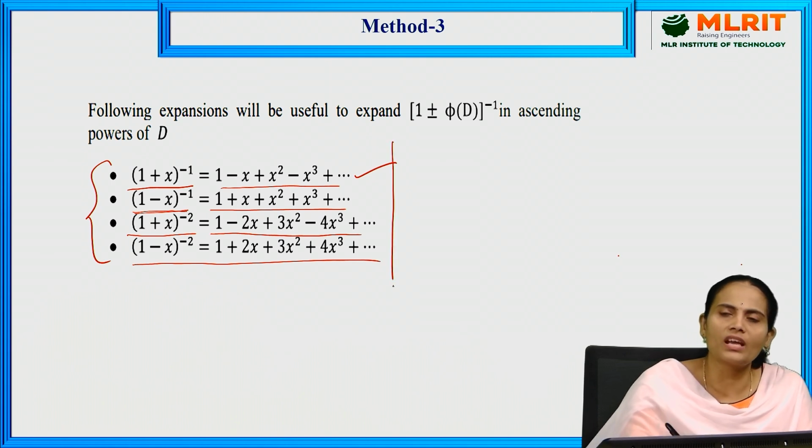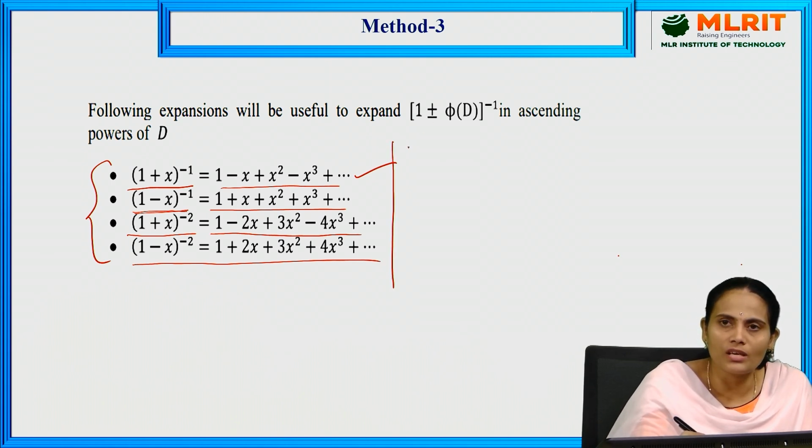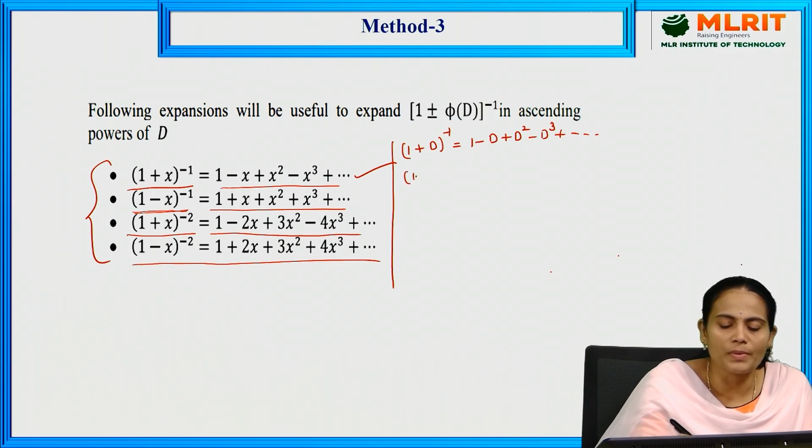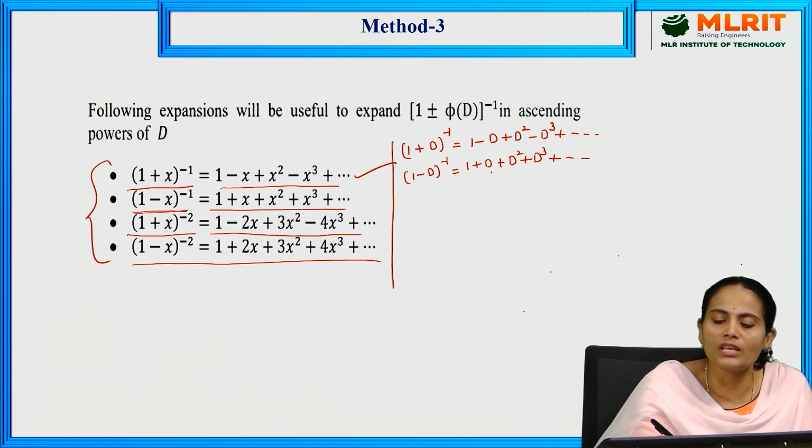But here we are writing in terms of D. So here I am writing in terms of D also. (1 plus D) whole power minus 1 is nothing but 1 minus D plus D square minus D cube plus and so on. And the next expansion is (1 minus D) whole power minus 1. This expansion is 1 plus D plus D square plus D cube plus and so on. Here this is the all positive series and the above one is the alternate series.